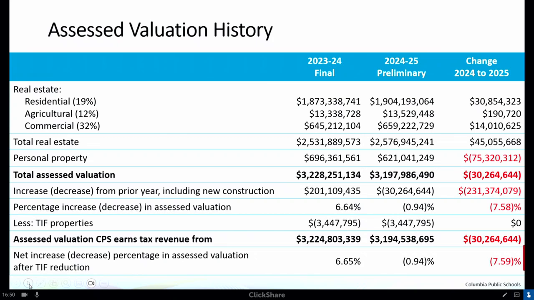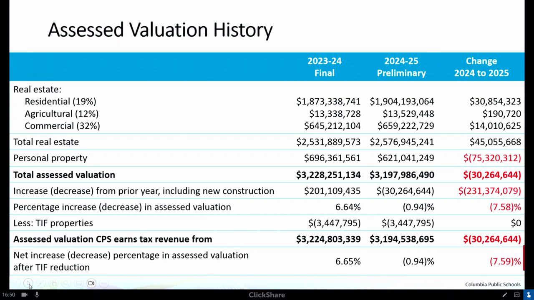So you can see then that is our total assessed valuation difference, because we did have an increase in real estate and a decrease in personal property tax. So our net assessed valuation decrease is that $30,264,000 number that you see there. And again, you can see the next line, as you work down through there, our percentage increase or decrease. That's why we have it in parentheses there, because it's about 0.94, almost a 1% decrease in our preliminary numbers between last year. And you can see that we did have a large increase, because last year was a reassessment year.